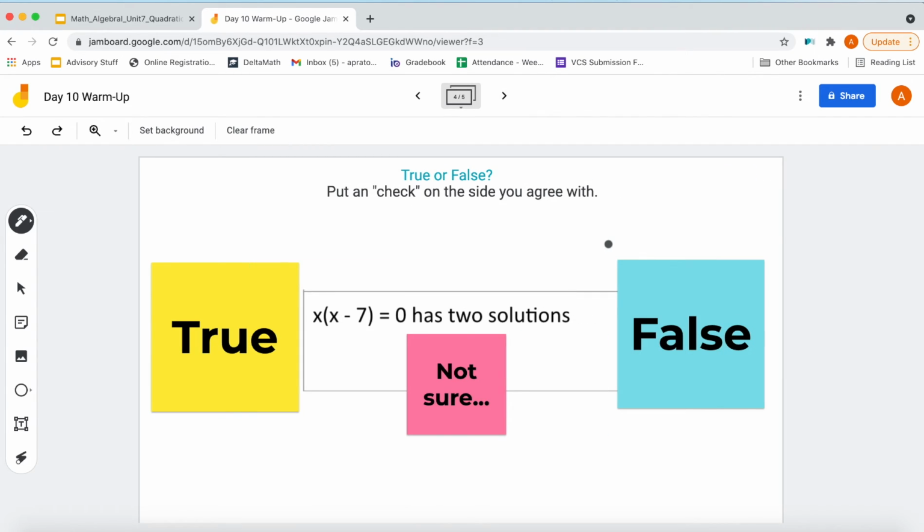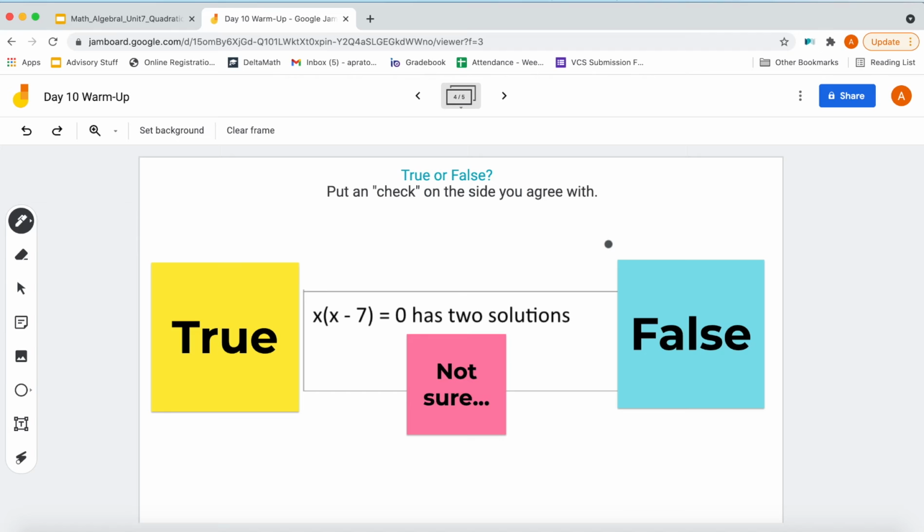Next one, x times the quantity of x minus 7 equals 0 has two solutions. Give them think time. You want students to end up saying true. There are two factors, 0 and 7, that can make the product 0. This is the zero product property. Any number times 0 will equal 0.